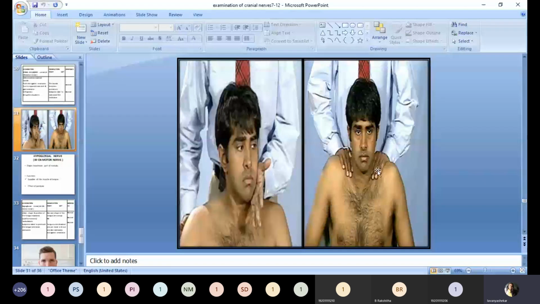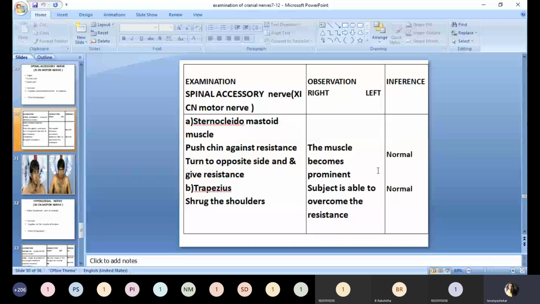The subject will not be able to shrug his shoulder if there is any damage to the cranial nerve, that is your spinal accessory nerve. So this is how we are going to check for the trapezius muscle. I repeat, the 11th cranial nerve supplies two muscles mainly, that is your sternocleidomastoid muscles, wherein you are going to check for the movement of your chin. Then you will also ask the subject to flex his head and apply resistance from below. If there is any paralysis, the subject won't be able to do these actions.